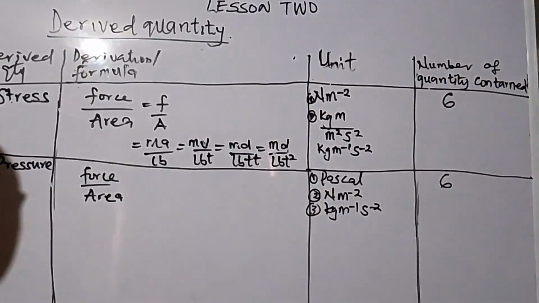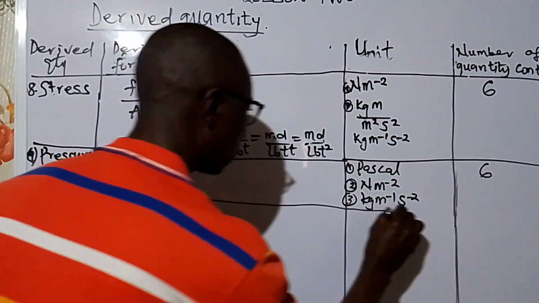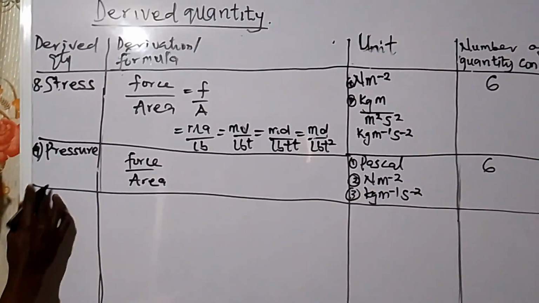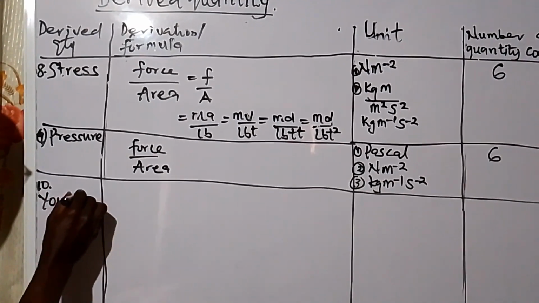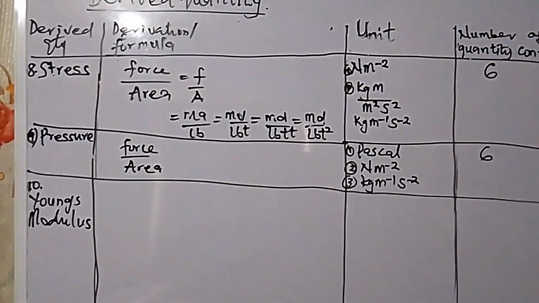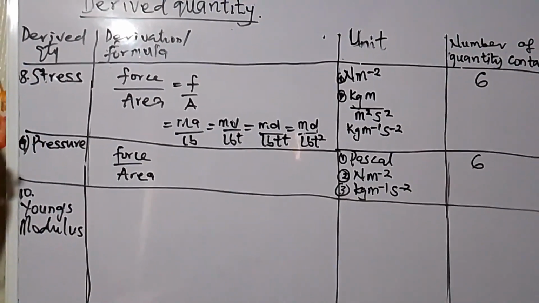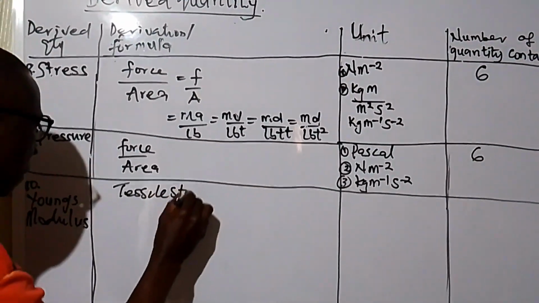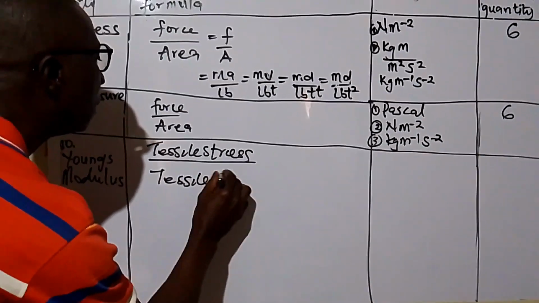Now, let's move to another example, which will be example 10. Call it Young modulus. Now, what is the formula of Young modulus? Young modulus is tensile stress over tensile strain.